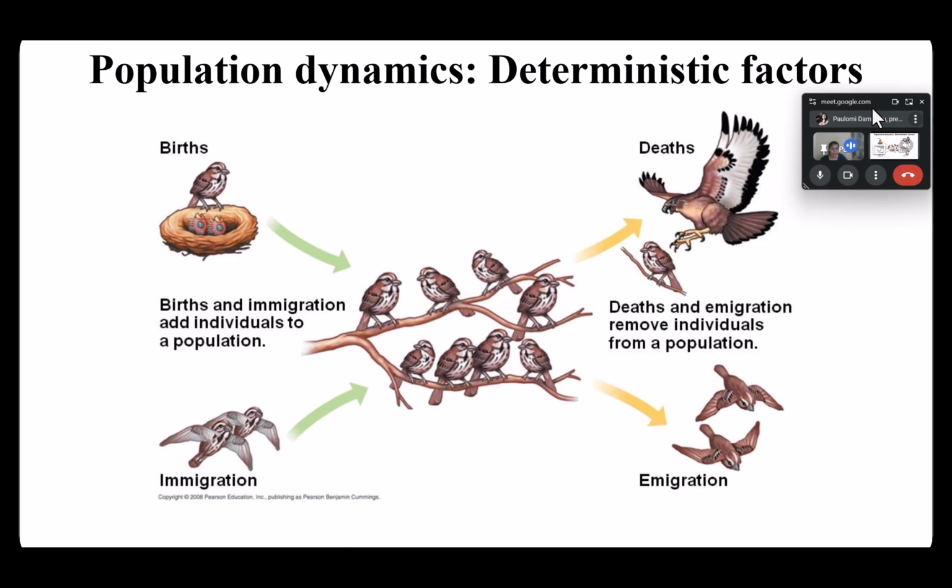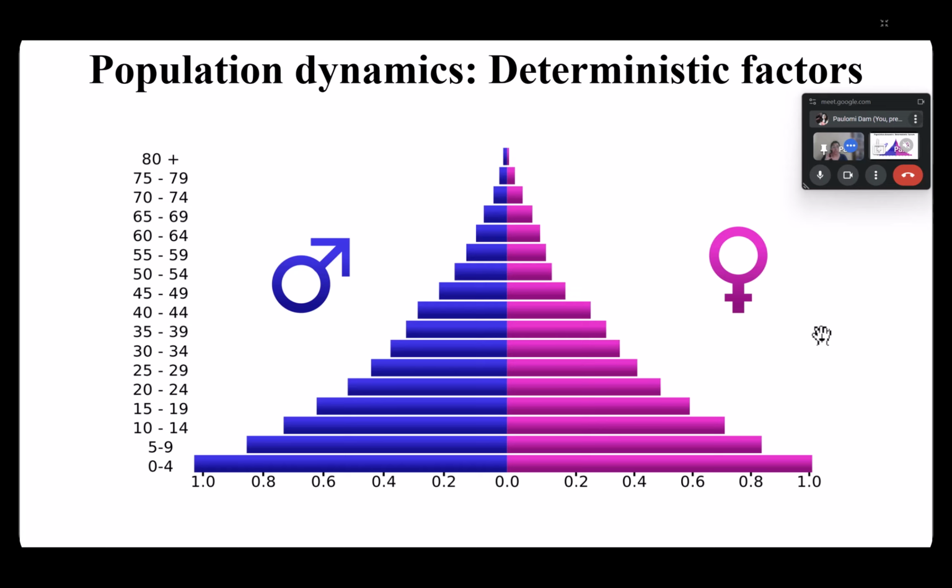Deaths are animals which are dying, and emigration is animals moving out from that region. So emigration and death lead to a reduction in number. So you have a balance between addition and decrease in the number. And these are deterministic factors acting upon the change in the population size. The other deterministic factor is the population structure. Population structure tells you how many males there are, how many females, how many reproducing females, how many reproducing males, and how many females or males are not reproducing, whose age is very high.